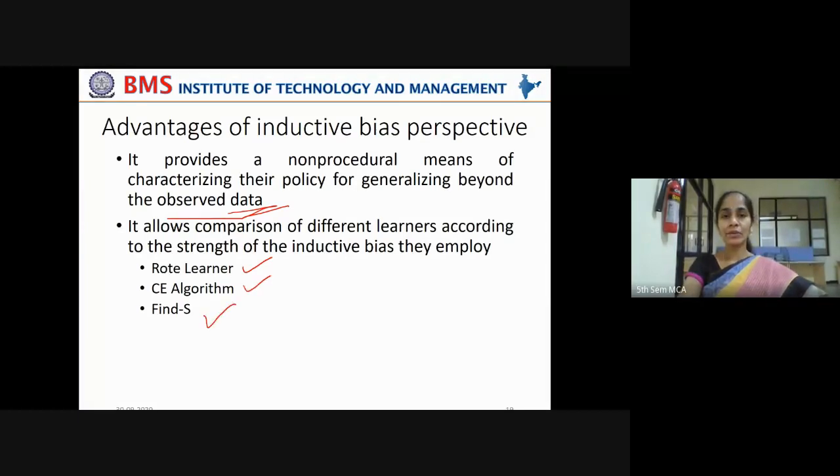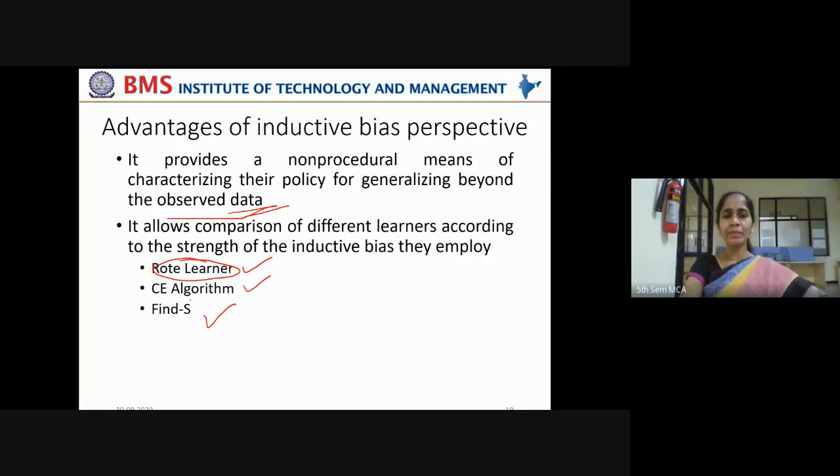There is a learner called as rote learner. In this rote learner, what it does is, see, it will store all the training examples in the memory. Now, when a new training example is given, if that training example is as per the learned training examples, it will classify. Otherwise, it will reject that new instance. It will not classify it. Okay, that is done by rote learner. Means it is not having any inductive bias. It is simply rejecting this type of example I haven't seen, so I don't want to classify that. Okay, that is the decision made by rote learner.